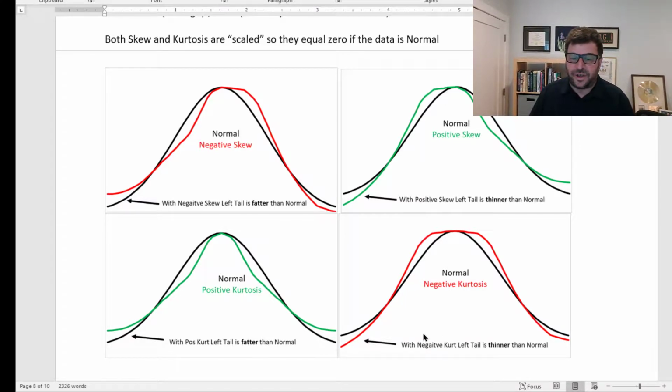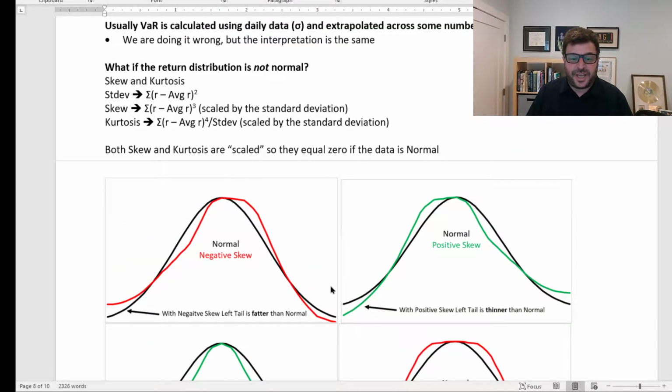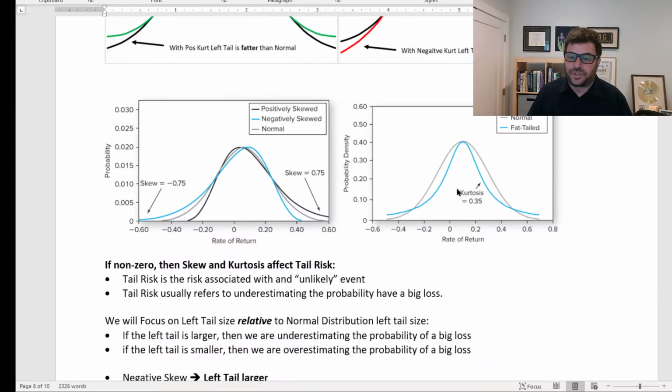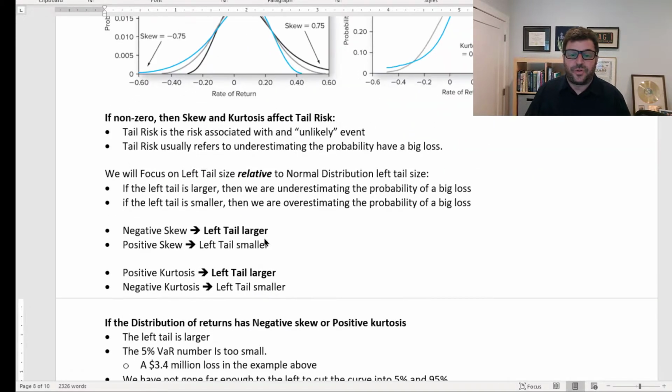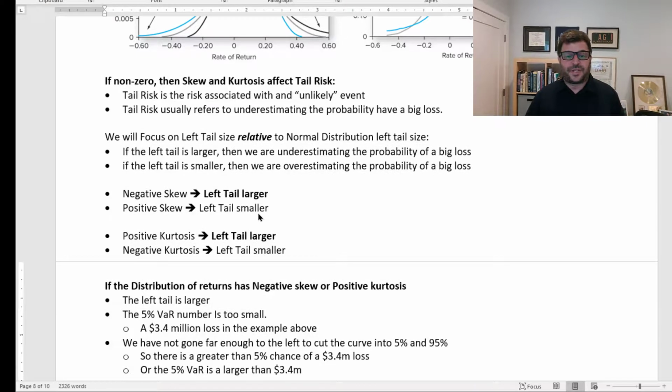The takeaway from this is that, here are other drawings from the textbook, maybe these are better. Again, you can see that the gray line is the normal. If I have negative skew, the left tail is fatter, and if I have positive kurtosis, the left tail is fatter. And so there's more mass to the left if I have a negatively skewed data set or a positive kurtosis data set. So if the skew and the kurtosis are non-zero, then they affect tail risk.